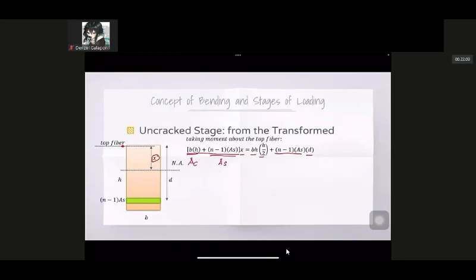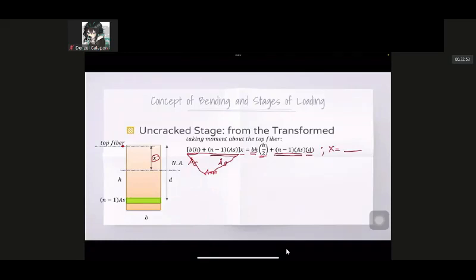So together, itong part na ito is we have the area total. Yung part na yan. Multiplied by its moment arm from the top fiber para makuha natin yung NA. So multiplied by X equals the area of concrete, that is BH, multiplied by the moment arm from the top fiber, that is H over 2. And then plus area of steel multiplied by the moment arm of steel from the top fiber. So we can solve X in this equation.